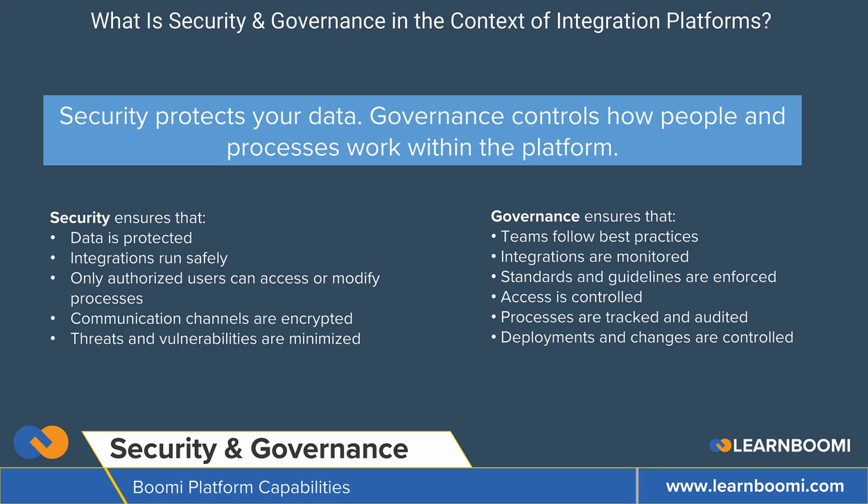So security ensures that data is protected, integrations run safely, only authorized users can access or modify processes, communication channels are encrypted, and threats and vulnerabilities are minimized. Governance ensures that teams follow best practices, integrations are monitored, standards and guidelines are enforced, access is controlled, processes are tracked and audited, and deployment and changes are controlled. So in simple terms, security protects your data, and governance controls how people and processes work within that platform. Both are essential for enterprise-grade integration.